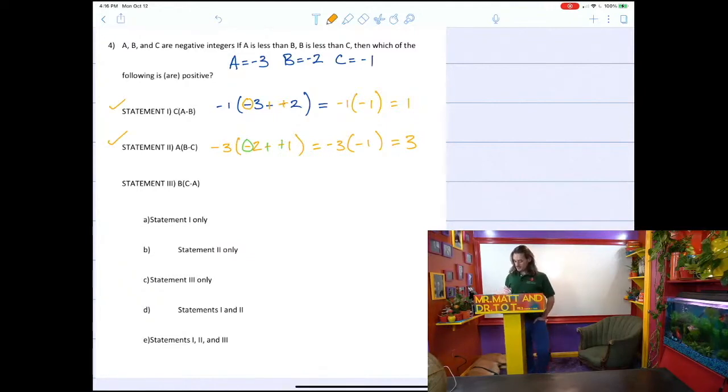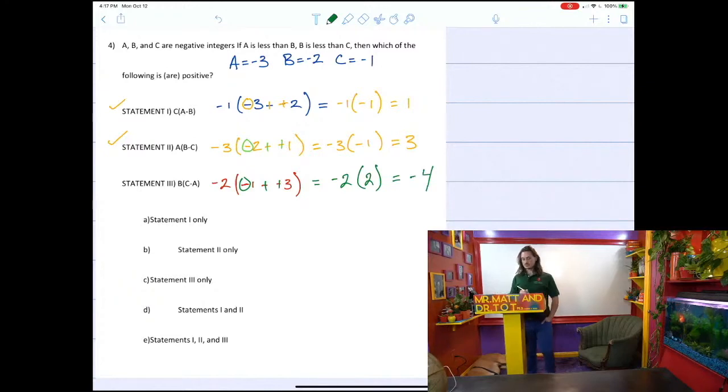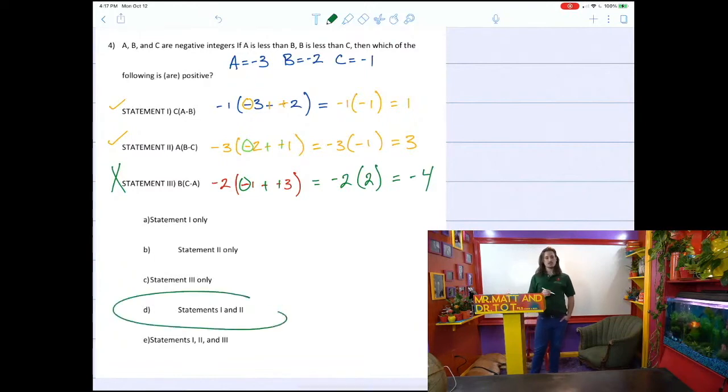And we have statement 3, B times the quantity C minus A. So if we assume B to be -2, C to be -1, and A to be -3, and then we do leave-change here, leave the first sign alone, change the operation, change the sign of the second number, -1 plus a +3 is going to be a +2. So this is going to end up being -2 times +2. That's going to be a -4. So that's not going to be true. That's going to result in a negative number. And so your answer here would be D, statements 1 and 2 only.